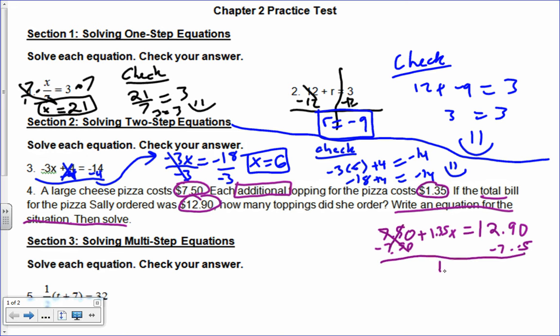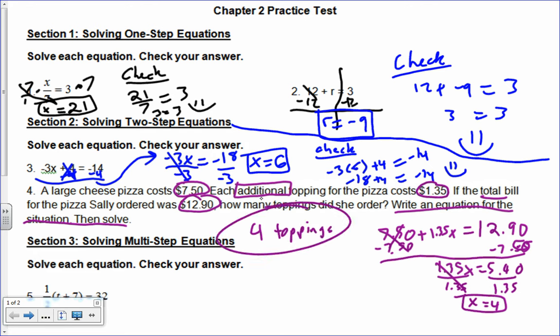Cancels out here. You have $1.35 x equals 5.40. And then when we divide both sides by that 1.35 to solve for x, you do actually end up getting 4. So x equals 4. But what does that mean? That means she had 4 toppings on her pizza. Not bad. I hope it was all meat toppings because meat lovers pizza is the best.